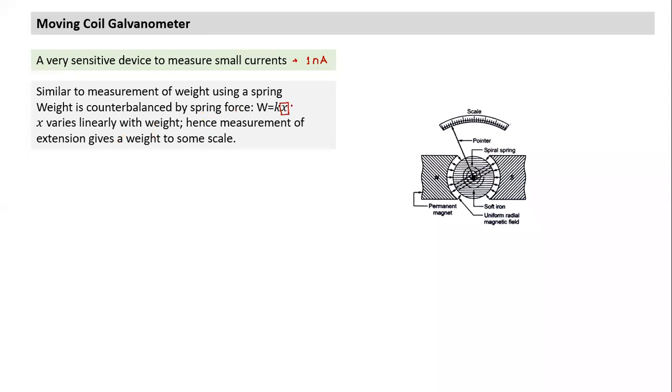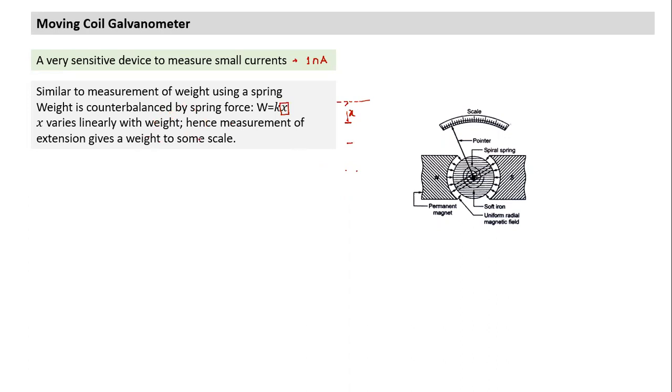So what does it imply? If I suspend 1 kg weight, it has a particular displacement in vertical direction X from equilibrium position. If I suspend 2 kg weight, it will become twice as much. If we have 3 kg, thrice as much. So by measuring extension of the spring, which varies linearly with weight, I can measure weight.